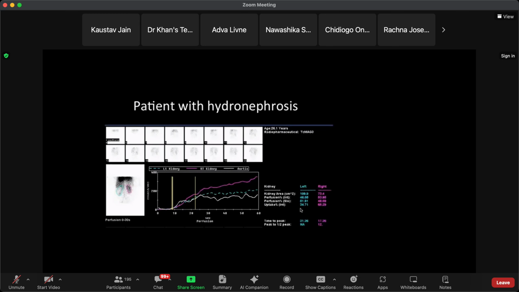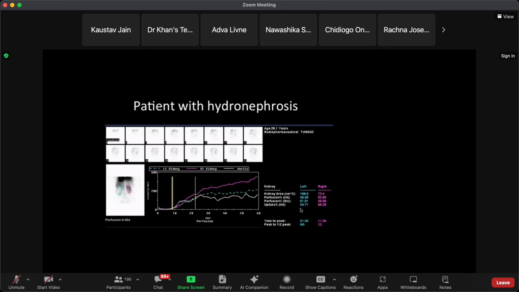So this is a MAG3 study, and you have uptake of the tracer in both kidneys. In the left kidney, it plateaus off at approximately 25 seconds, but in the right kidney, it continues to increase.